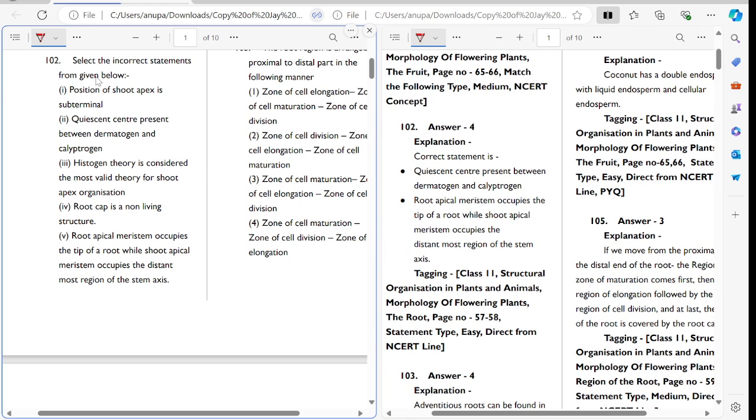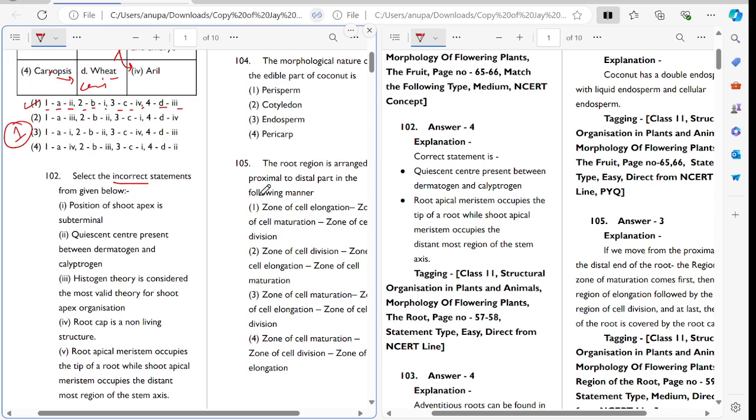This question states that select the incorrect statements from given below. We have to select the incorrect statements. So let's read the statements one by one. The first statement is position of shoot apex is subterminal. This is an incorrect statement because position of shoot apex is terminal, that is tip.